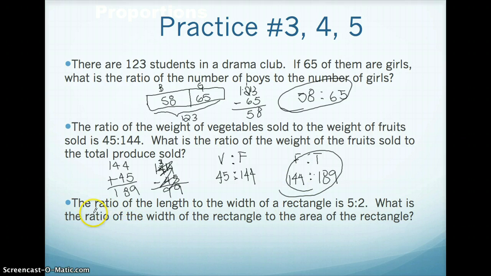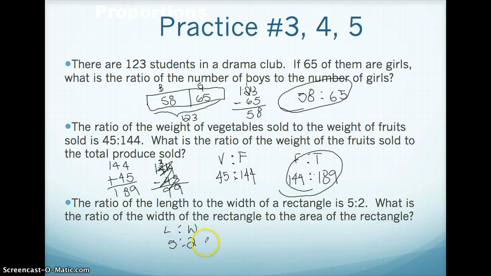Let's try the next one. The ratio of the length to the width of a rectangle is 5 to 2. So we know the length to the width is 5 to 2. And I want you to write it like that, so make sure you put it in your notebook. What is the ratio of the width of the rectangle to the area of the rectangle?